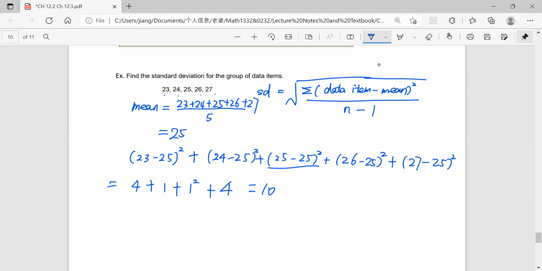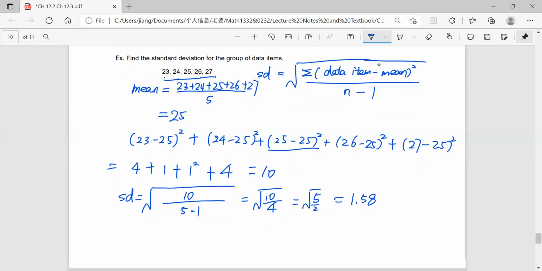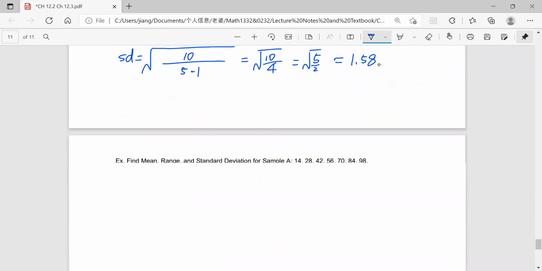And what's the next step? Because we have the top, we can say SD equals the square root of 10 over n minus 1. N is 5 because we have 5 data, and 5 minus 1 is 4. So the square root of 10 over 4, that's the square root of 5 over 2. And then you can use a calculator. You get a standard deviation of 1.58. Okay, we found the standard deviation for this question.